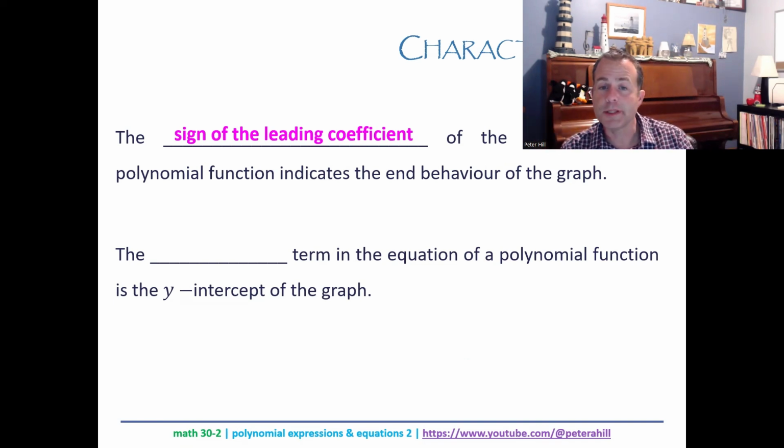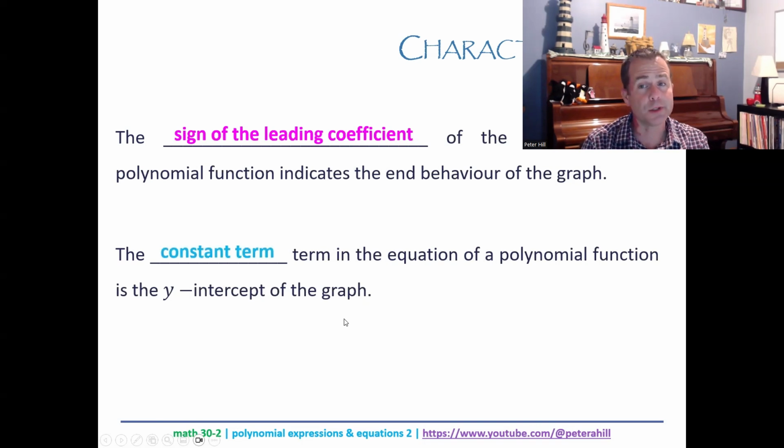And then the blank term in the equation of a polynomial function is the y-intercept. That is the constant term. Just remember, the constant term will be a number. The y-intercept will be a coordinate point, right? So the y-intercept will be bracket 0 comma y value bracket.